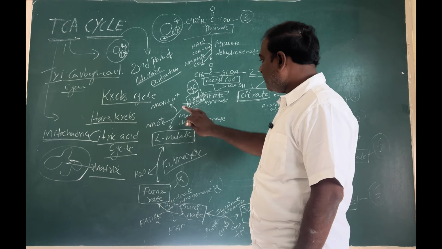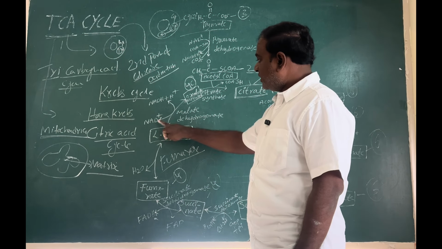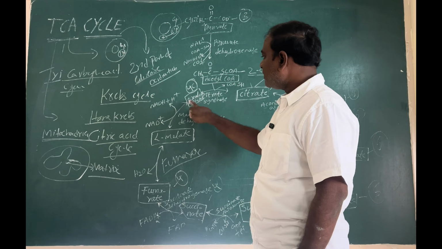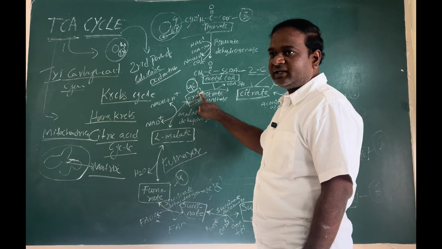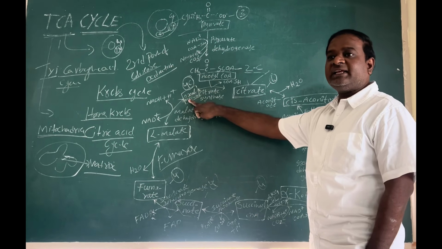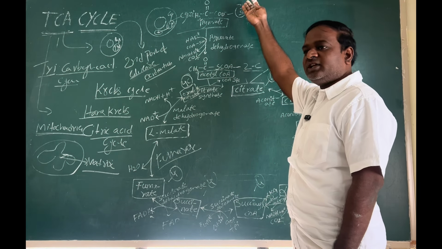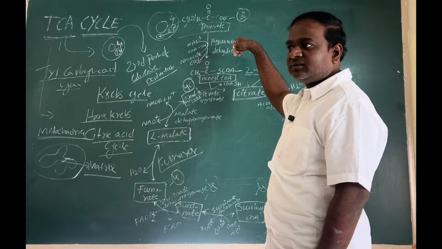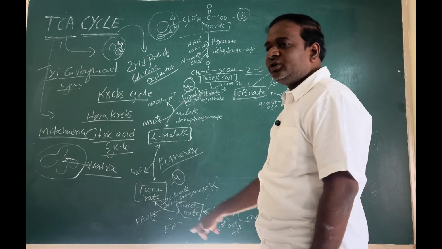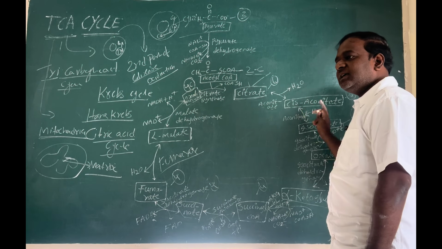And malate, in the presence of malate dehydrogenase, again a dehydrogenase reaction, NAD takes 2 hydrogens from malate to form NADH plus H plus and oxaloacetate. That is the intermediate with which we started, and it is regenerated. This oxaloacetate will take another acetyl CoA coming from glycolysis, combine with it to form citrate, and the cycle continues like this. That's why we call it the TCA cycle.